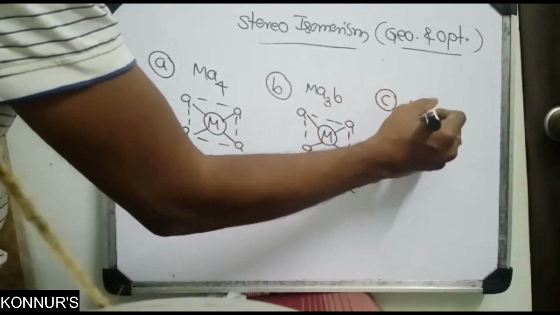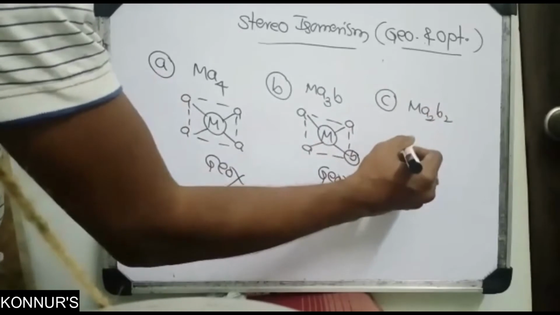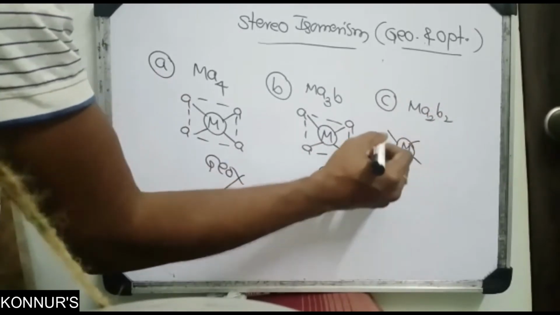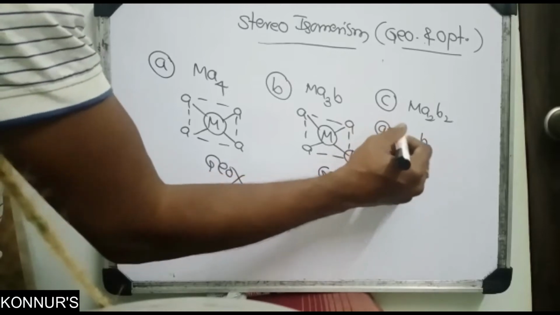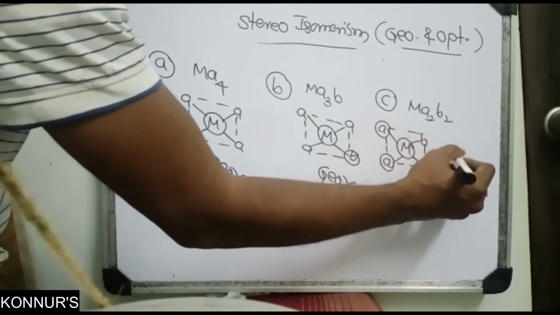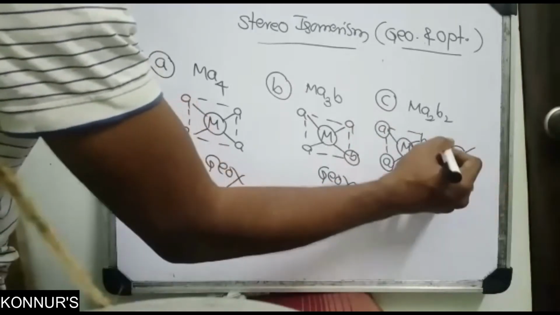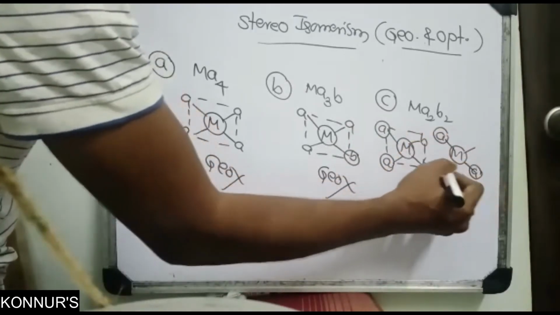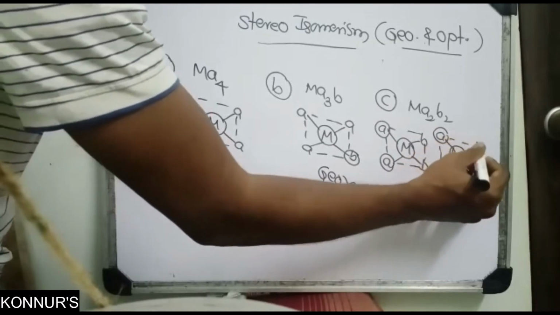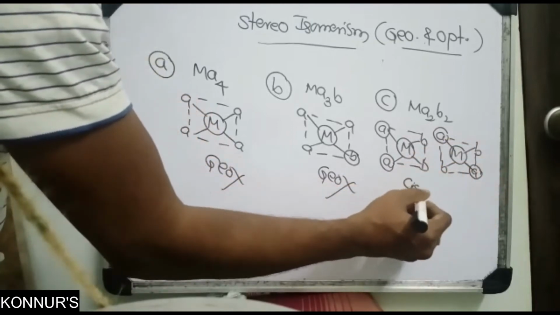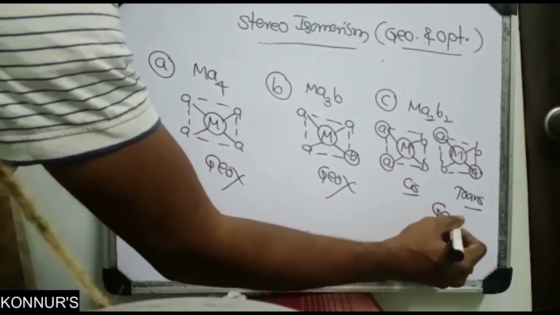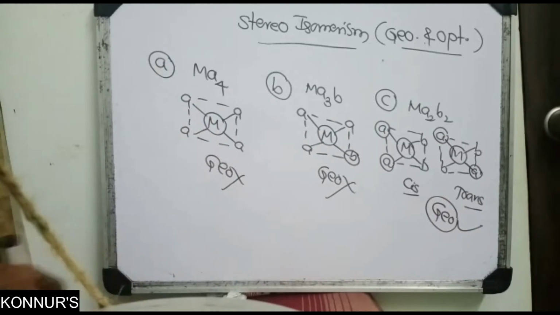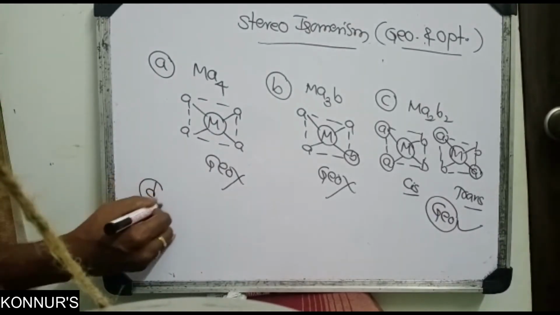See, Ma2b2. For M you can write A and A on the same side, B and B on the other. Another possibility: A and A written opposite. So two possible structures, cis and trans. More than one structure is possible, so it shows geometrical isomerism. Next, D.